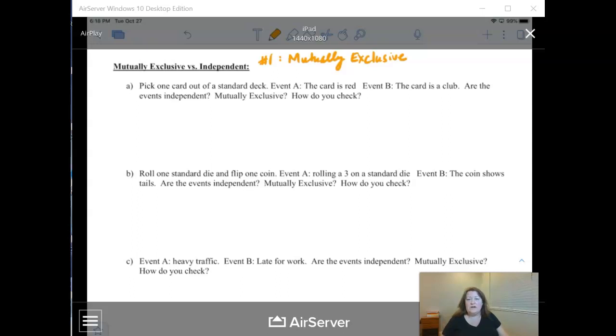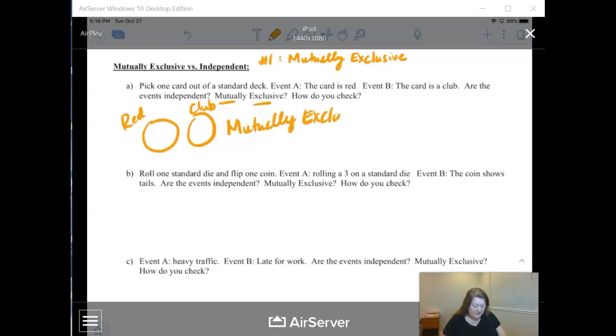So I'm going to pick one card out of a standard deck. Event A is that that one card is red. Event B is that that card is a club. So first question, is it mutually exclusive? This is where I'm going to start. Could I have it be a red club? No. That means they are mutually exclusive. So this is the red section. This is the club section, right? They are mutually exclusive. And this is the one that automatically goes to, therefore they are not independent.